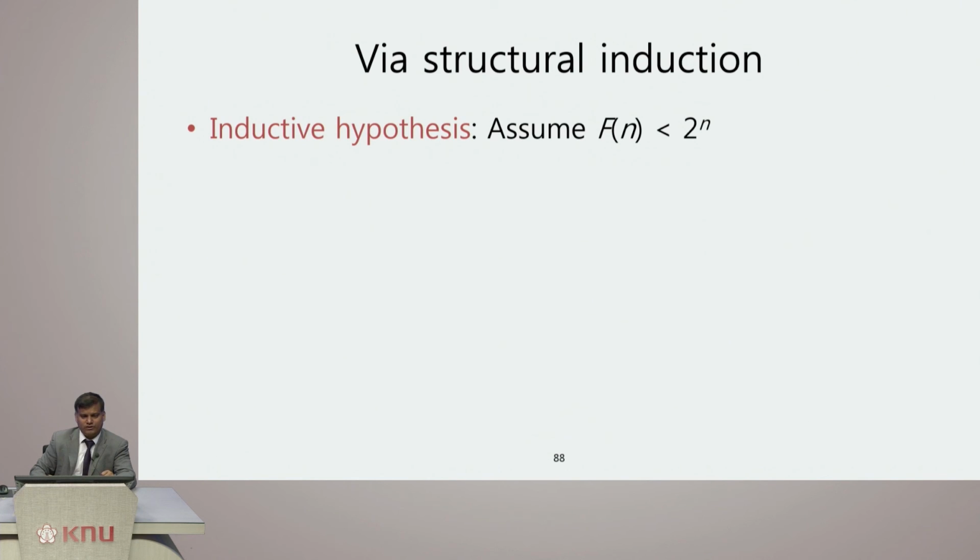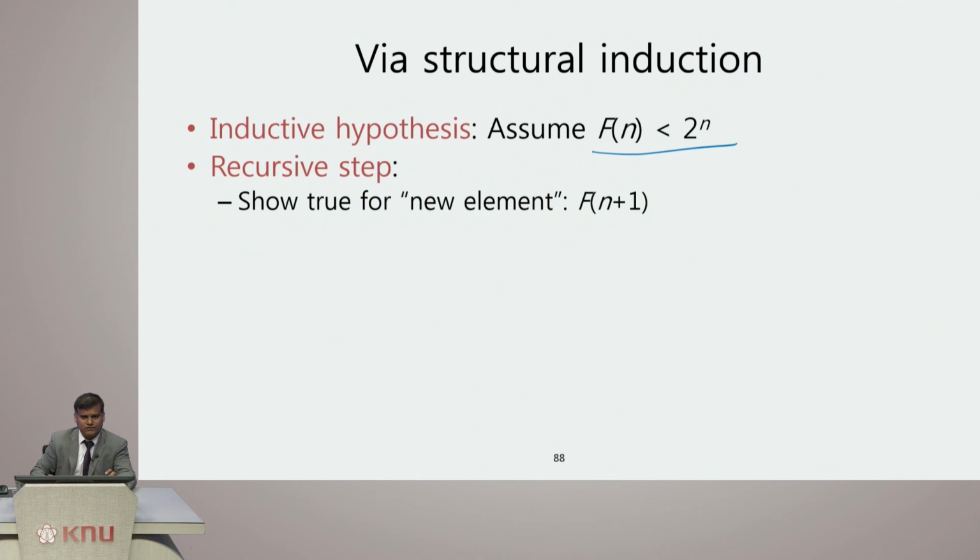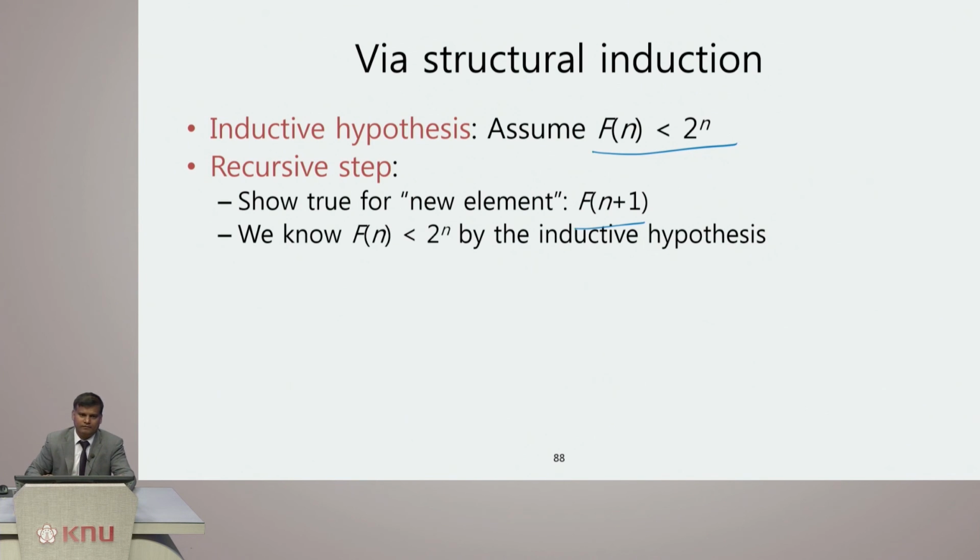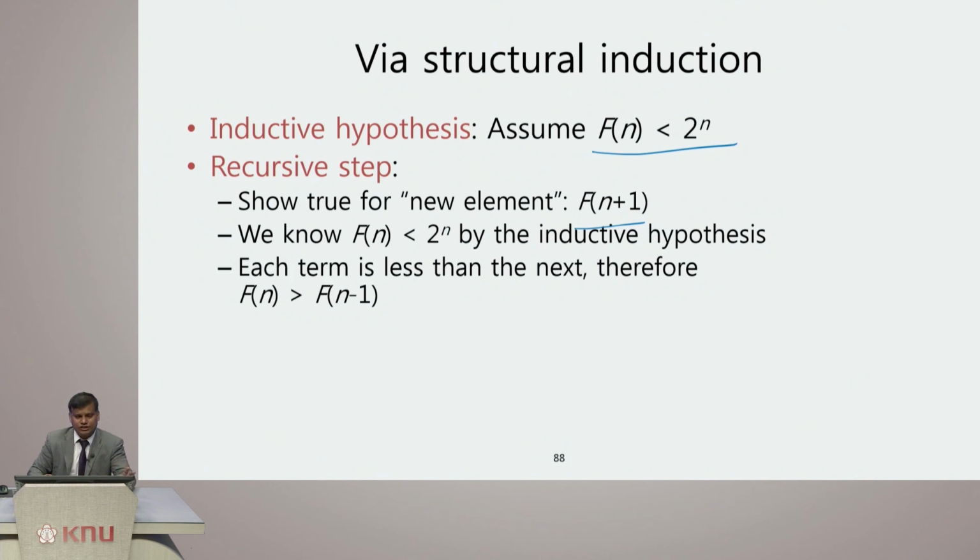So we have this inductive hypothesis, we assume that f of n is less than 2 power n. Then we have this recursive step in which we have to show it's true for a new element n plus 1. We assume that it is true for the old element n, and we have to prove for the new element n plus 1. So we know that f of n is less than 2 power n by inductive hypothesis, that's the assumption, we know that it is true. Then each term is less than the next, therefore we are saying that f of n is greater than f of n minus 1, right? The same principle that we have used earlier.